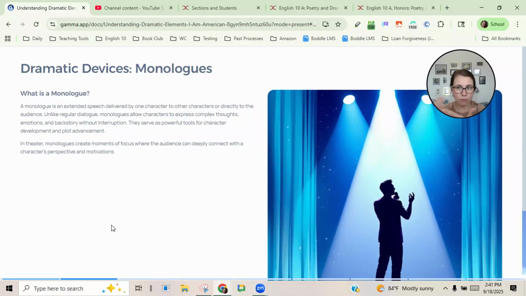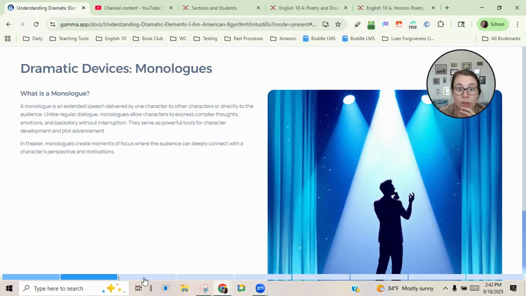So this is not a back and forth between two characters. While there might be another character on stage, likely probably is, it's just one character doing all of the talking. So it's almost like the story pauses, the storyline, the plot, all the other characters pause, and this one character delivers their monologue. And this will create moments of focus where the audience is able to connect with that character, their perspective, their motivations. So that's a monologue.